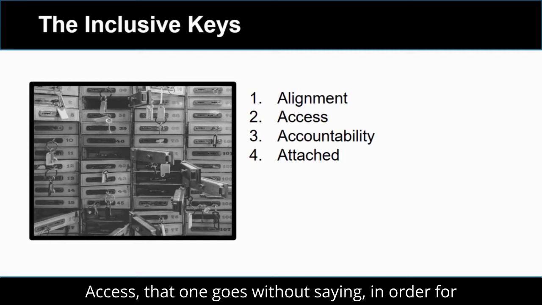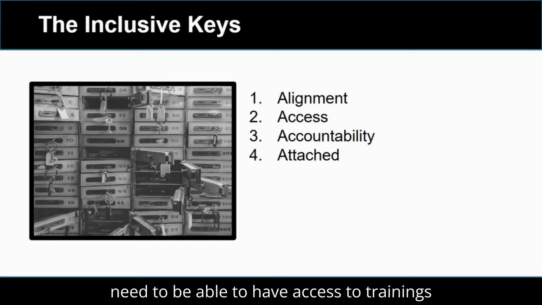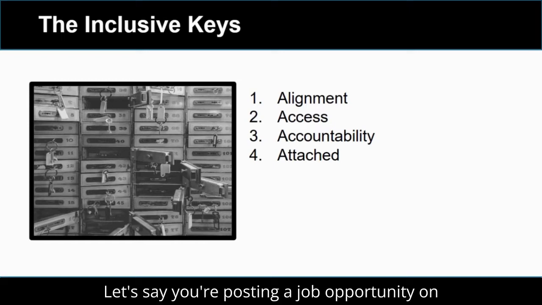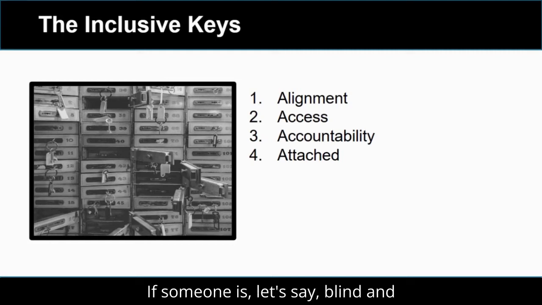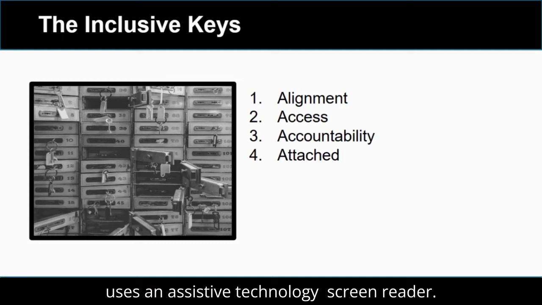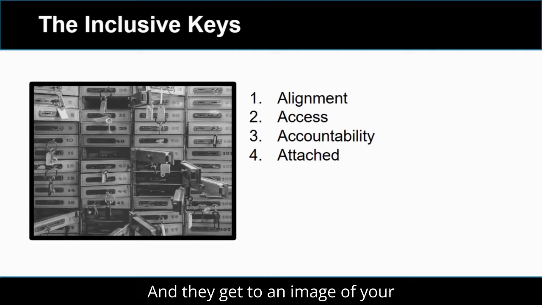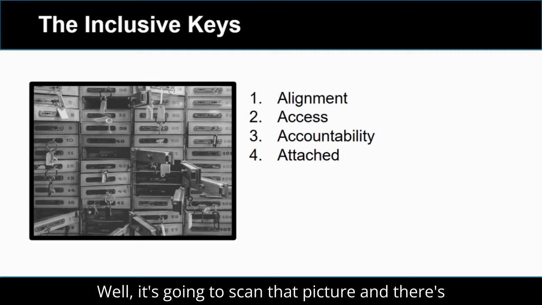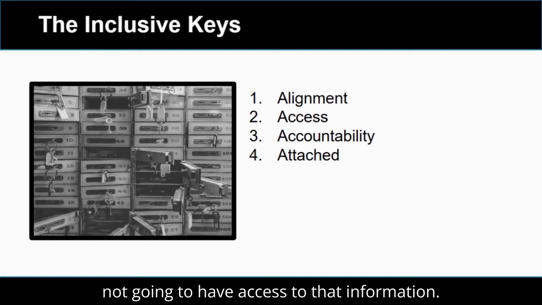Access, that one goes without saying. In order to really ensure all people are included, they need to have access to trainings at work, access to your social media posts. Let's say you're posting a job opportunity on social media and you don't include alternative text. If someone is, let's say, blind and uses assistive technology, and screen readers are a form of assistive technology, and they get to an image of your job posting and the alternative text is empty, it's going to scan that picture and there's not going to be any information for the person to know what exactly is included in that post. So they're going to miss out and not have access to that information.